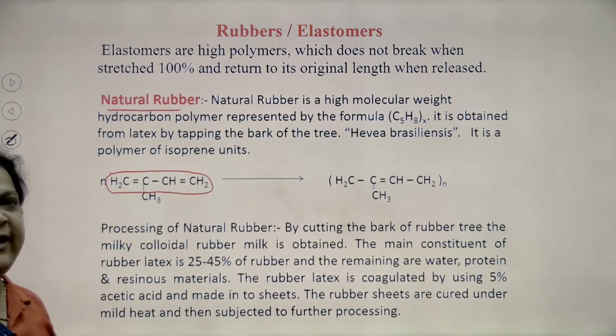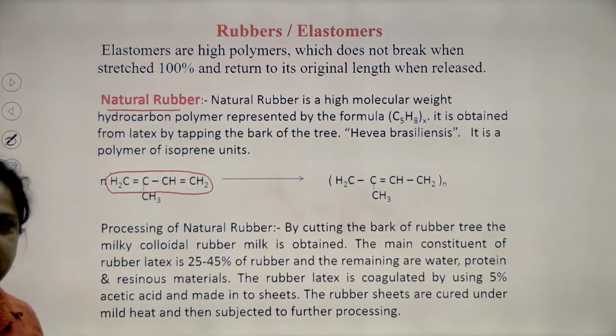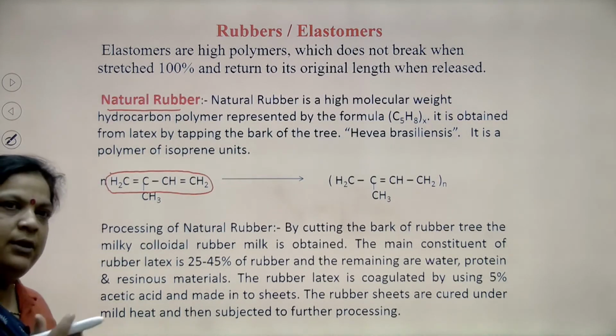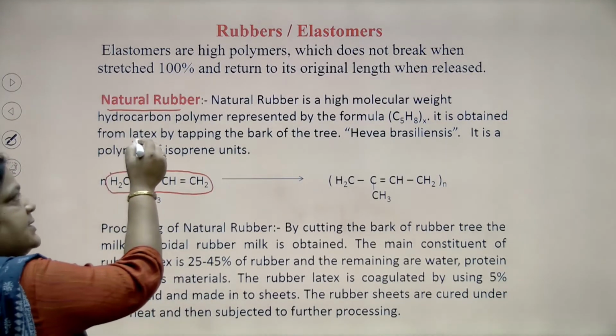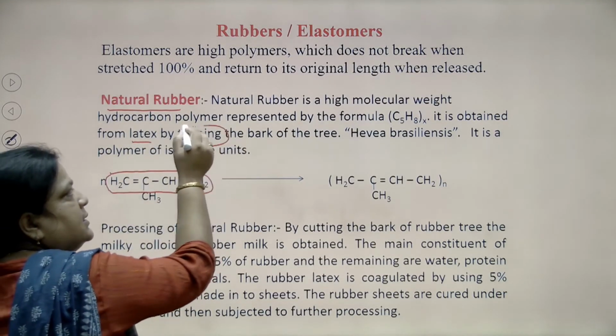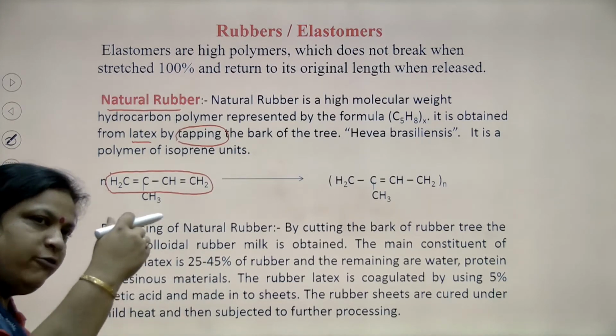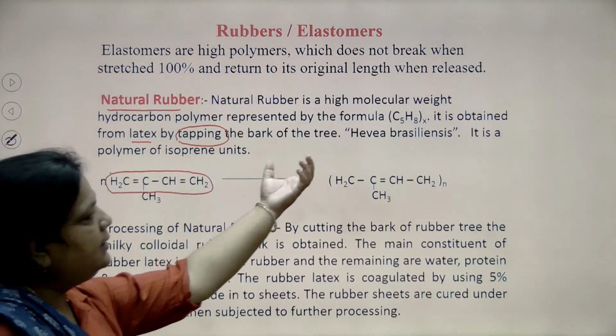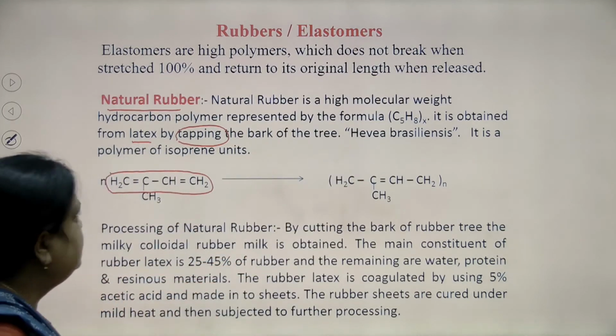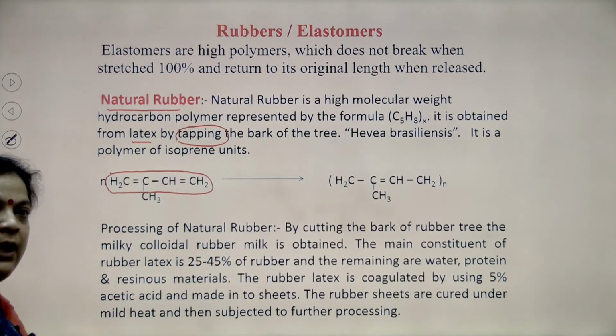So, (C5H8)n, and it is obtained from the latex of the rubber tree, and when latex is removed, a tapping process is done. Tapping means the removal of a thin layer of bark, and the rubber tree is Hevea brasiliensis. Now, what is the structure of this?